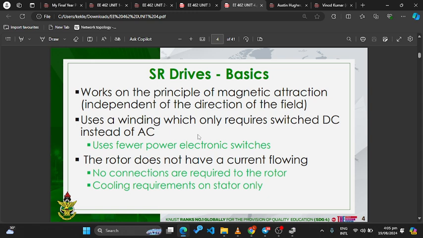Because you don't have current carrying windings on the rotor, which would produce heat, there is no cooling requirement for the rotor. You only need a cooling requirement for the stator, because the stator has windings that carry current, so they heat as time goes on, but the rotors do not heat because they have no windings on them. Then there are no connections required to the rotor, because if you are connecting, what are you connecting to? There are no windings on the rotor, so you don't need any connection.